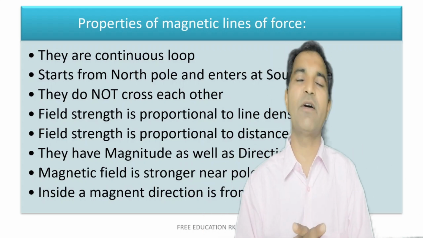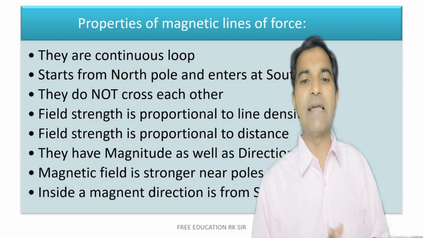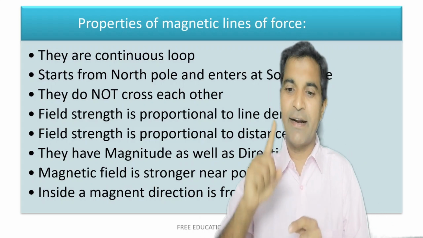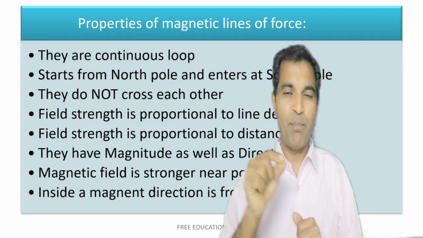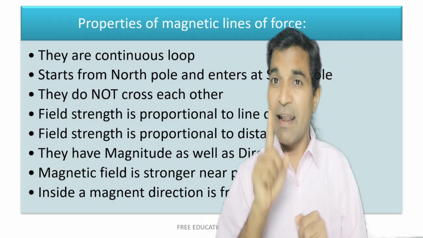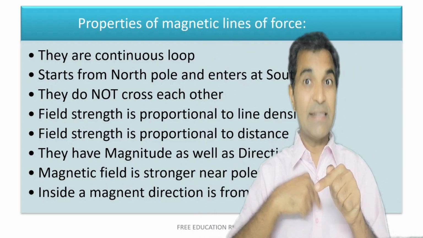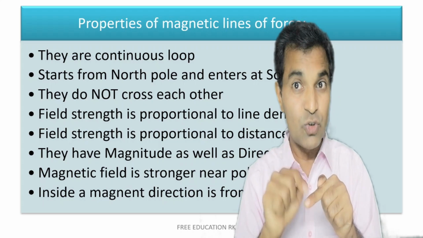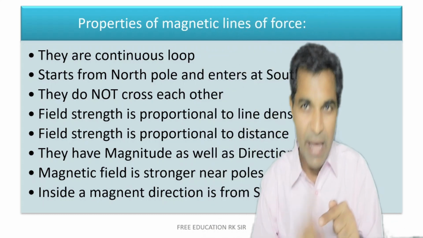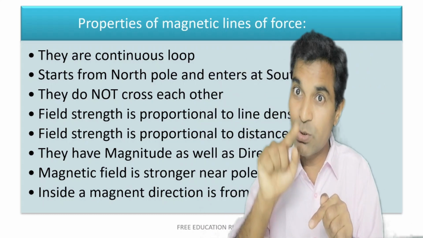We have also seen these things in the Oersted experiment, in the three observations, right? So they have magnitude as well as direction. The magnetic field is stronger near the poles, and inside a magnet, the direction is from south to north. Those aiming for IIT should understand that the direction of magnetic lines of force is always from north to south, but we say that they terminate at the south pole, which is not actually true. Actually, they enter the south pole and again come out at the north pole.